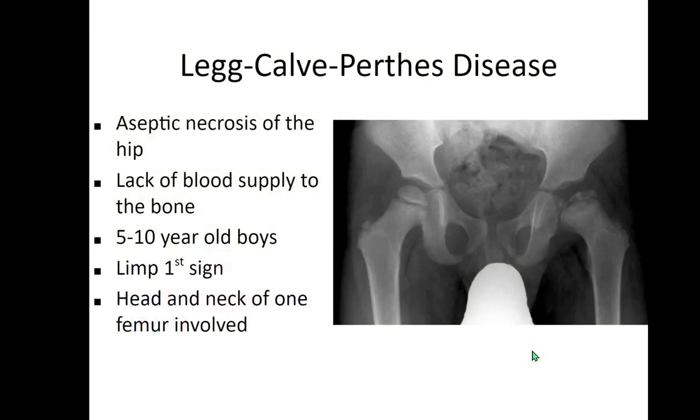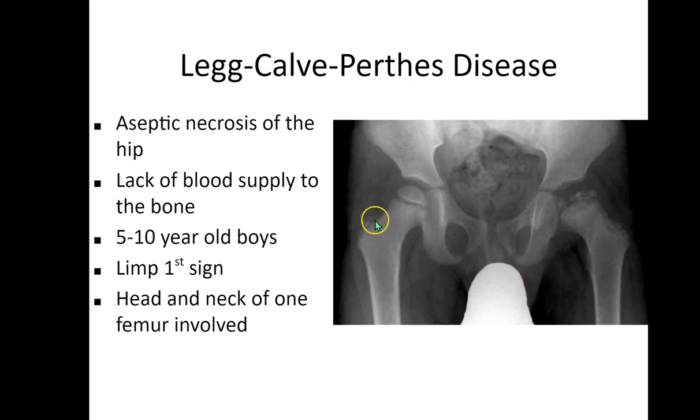Next, we have Legg-Calvé-Perthes disease. This disease is characterized by aseptic necrosis of the hip. So aseptic means free from bacteria, and necrosis means the death of cells in an organ or tissue due to a lack of blood supply. Now, necrosis can be caused by other things, but the most common cause is a lack of blood supply.